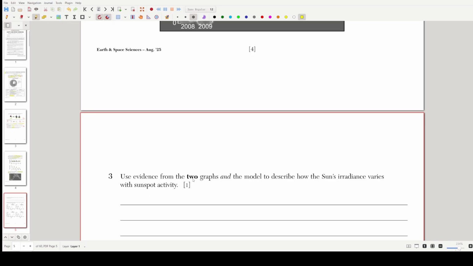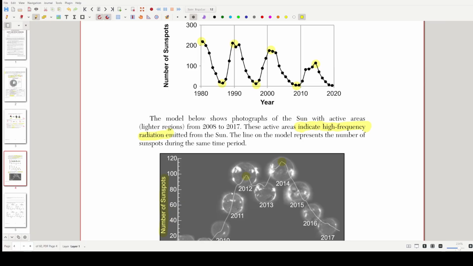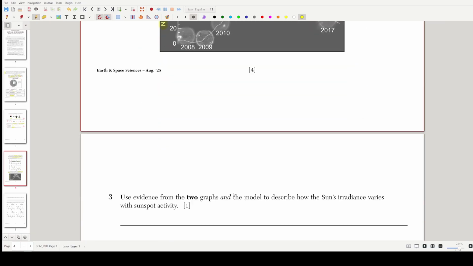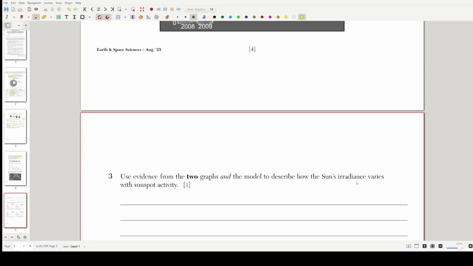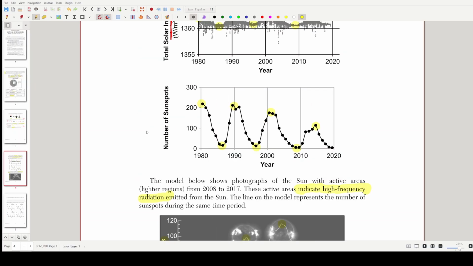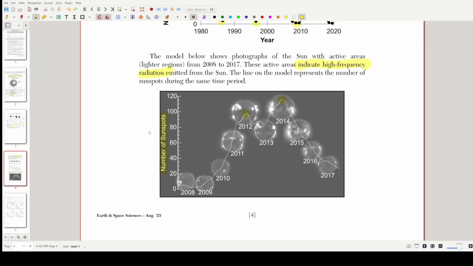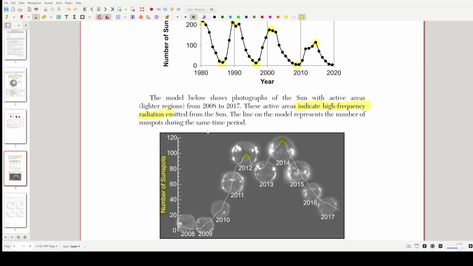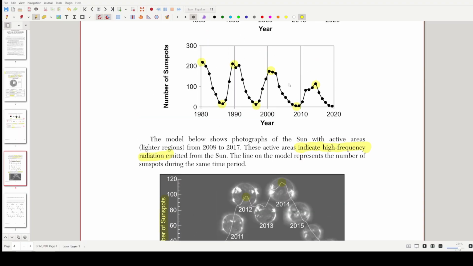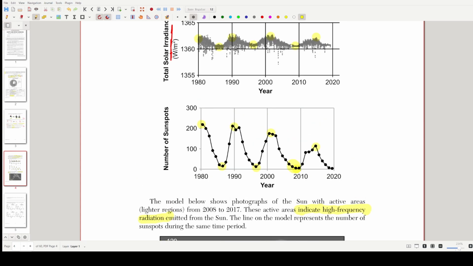Use evidence from 2 graphs and the model. 2 graphs and the model, so all of it? Okay. To describe how the sun's irradiance varies with sunspot activity. Okay, I mean, we already saw 2008, it says it's low, right? So if we look at 2008, that's probably around here. So that works out. So they all correspond. So it's like a direct relationship for everything.